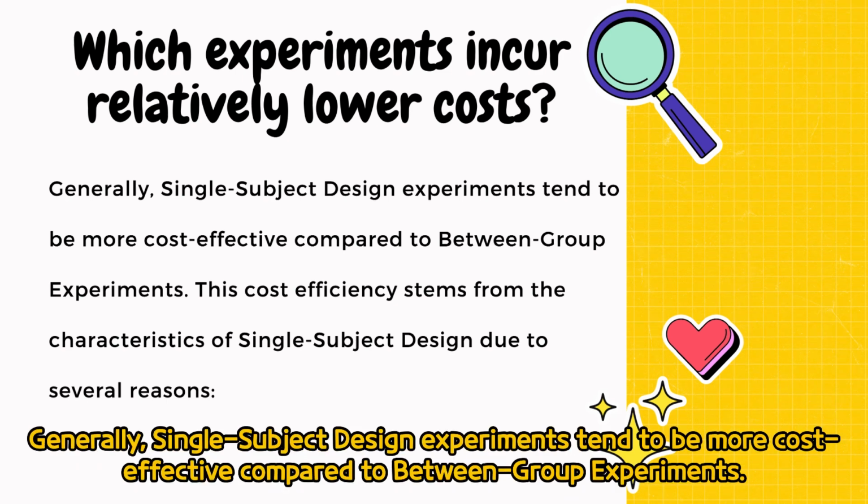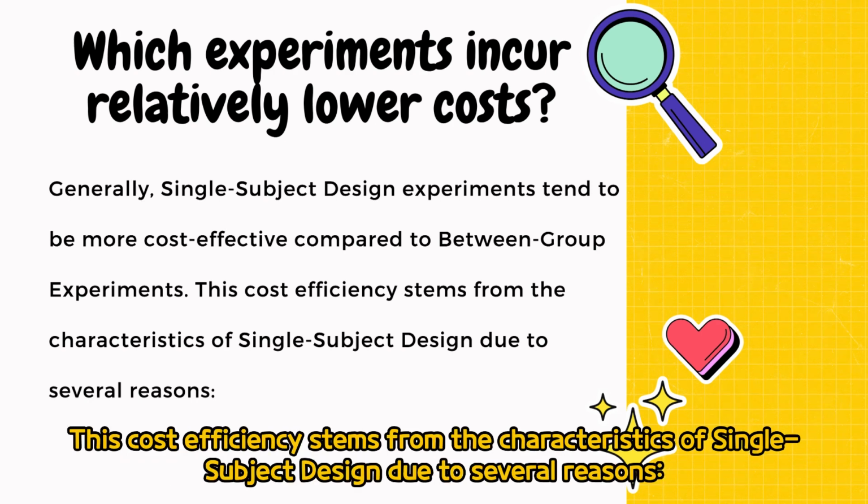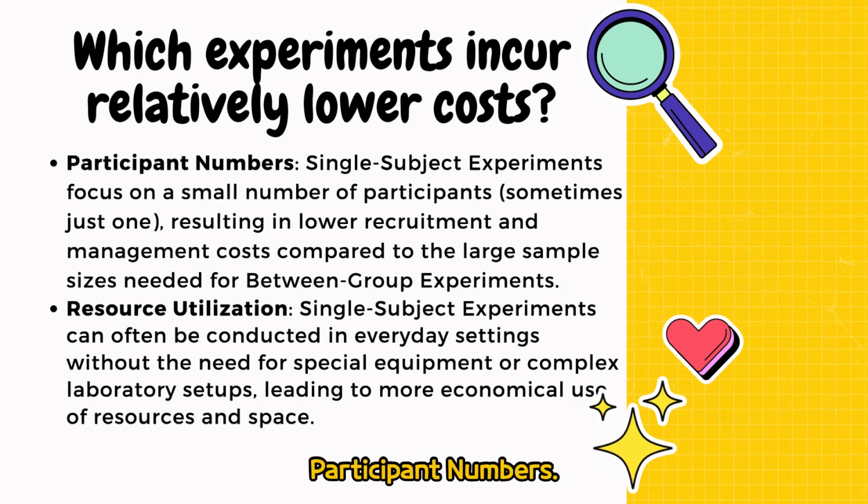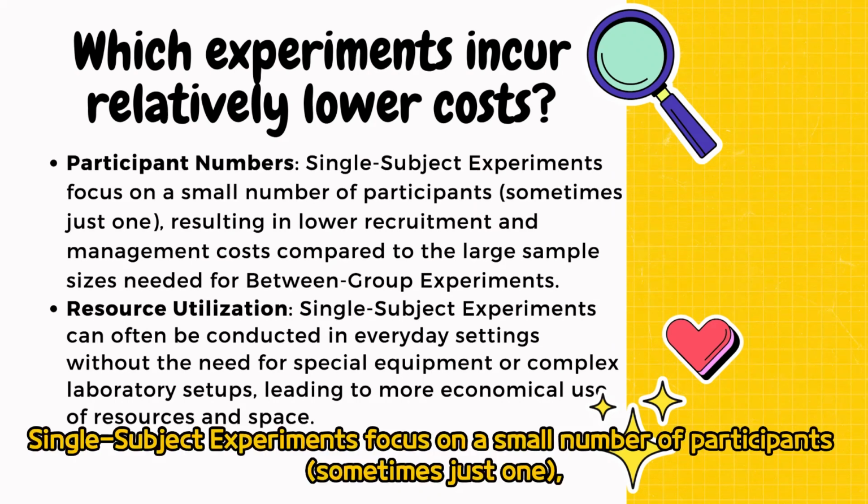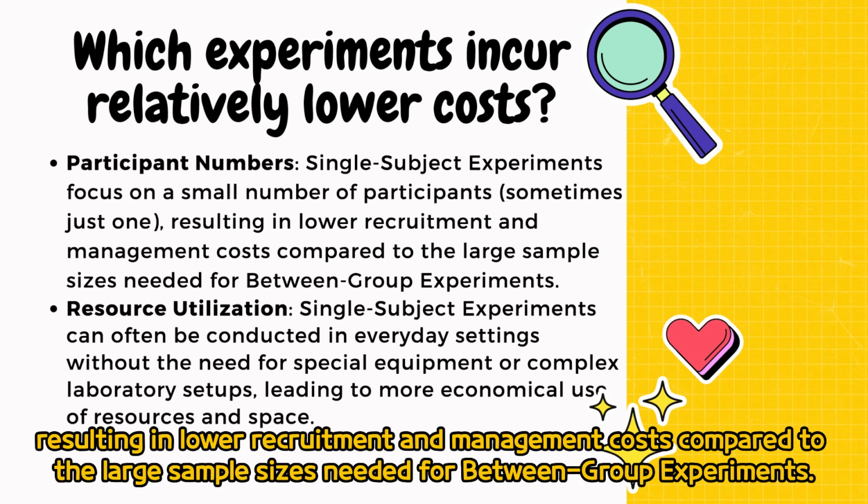Generally, single-subject design experiments tend to be more cost-effective compared to between-group experiments. This cost efficiency stems from the characteristics of single-subject design due to several reasons. Participant numbers. Single-subject experiments focus on a small number of participants, sometimes just one, resulting in lower recruitment and management costs compared to the large sample sizes needed for between-group experiments.